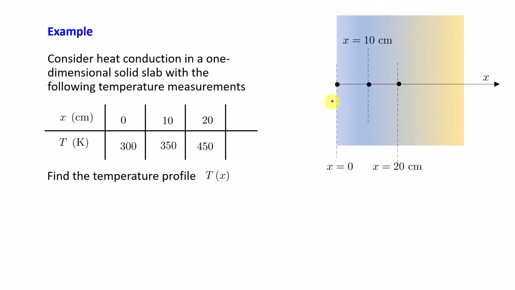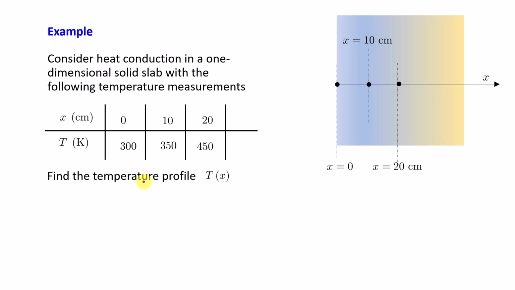Let us assume a one-dimensional solid slab in the x dimension, where we are measuring temperature at 3 different locations. Here I have x equals 0, x equals 10 and x equals 20. At these 3 locations, the temperatures are given by 300, 350 and 450 respectively. We are interested to find the temperature profile, which means T as a function of x.